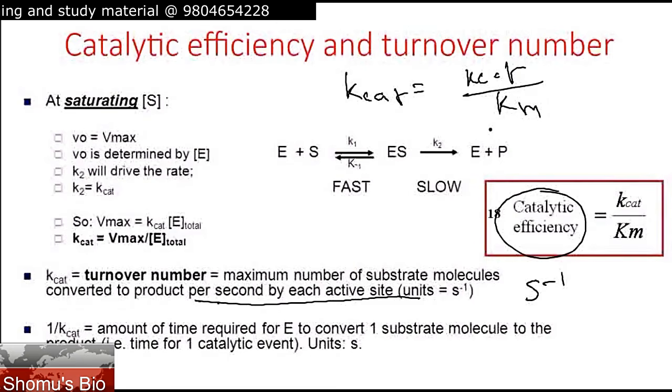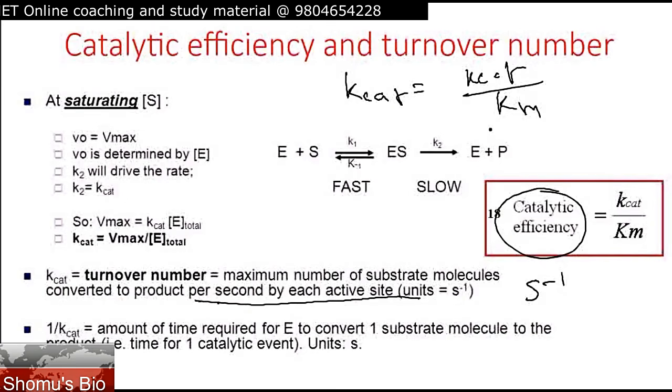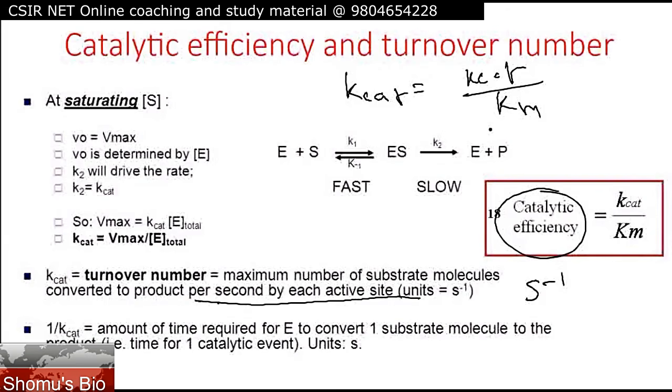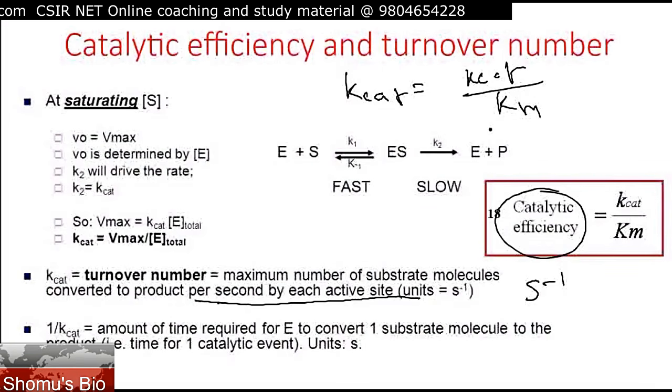Catalytic efficiency is composed of two components. One is the turnover number, that is how many substrate molecules are converted to product per second per active site of the enzyme, divided by the affinity of the enzyme towards the substrate. These two components are combined to form what is known as catalytic efficiency. So the lower the Km, the higher the catalytic efficiency. A lower Km means less substrate is required to reach maximum Vmax, which means higher affinity. So the more the affinity, the higher the catalytic efficiency. The higher the turnover number, the higher the catalytic efficiency. Got it?